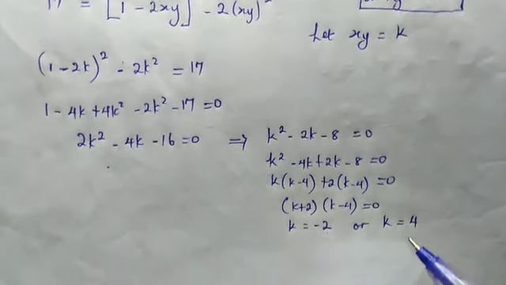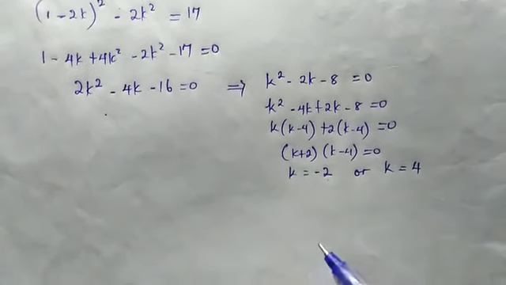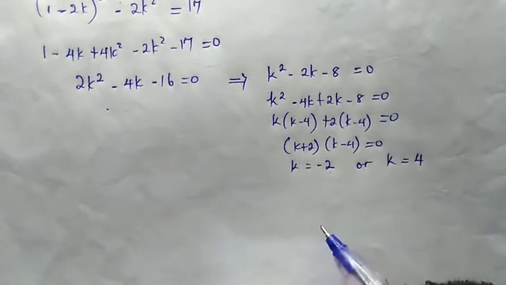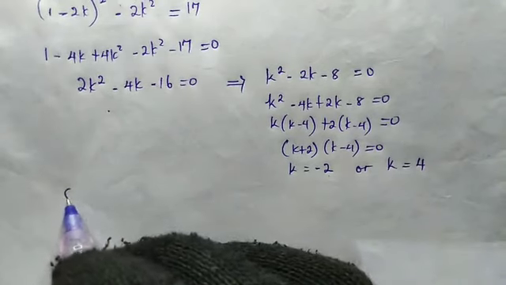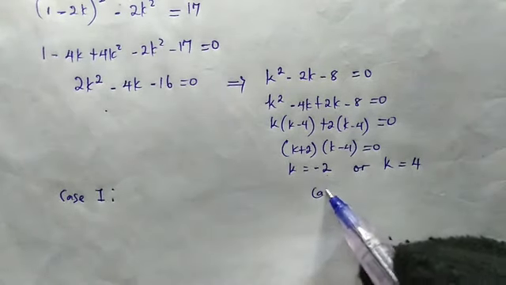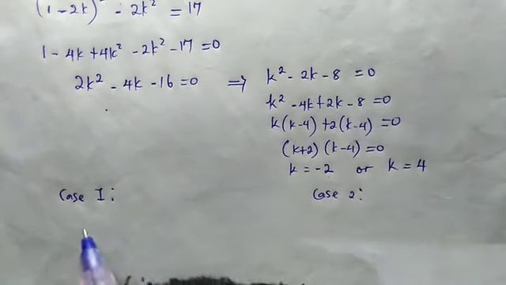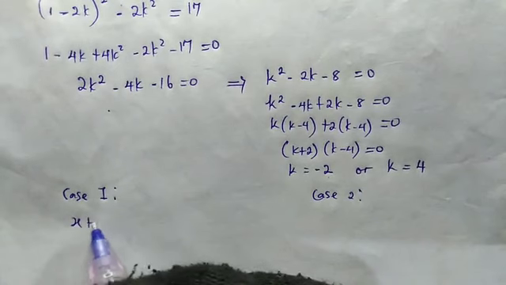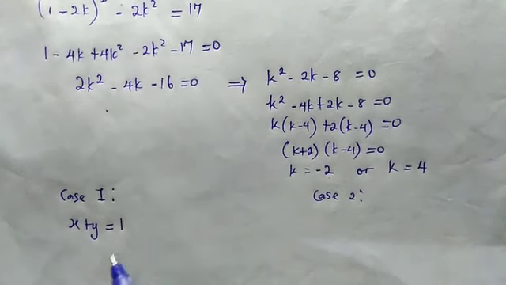And that is x times y. Now we have the value of x times y, and already we have x plus y. So I think we have two cases to consider here. This is our case 1, and this is our case 2. Now we have x plus y, which is equal to 1.